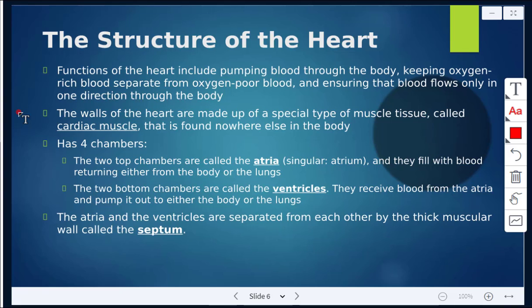There are 4 chambers in the heart. There are two top chambers. They're called the atria. So singular would be atrium. 2 of them, atria. And they fill with blood that's returning either from the body or the lungs. The 2 bottom chambers of the heart are called the ventricles. They receive blood from the atria and they'll pump it out to either the body or to the lungs. The atria and the ventricles are separated from each other by the thick muscular wall called the septum.